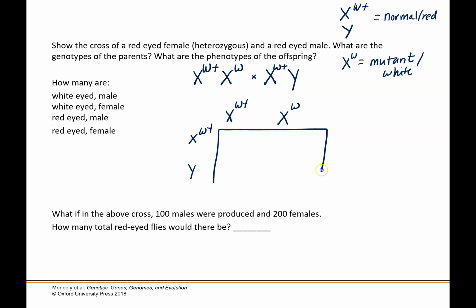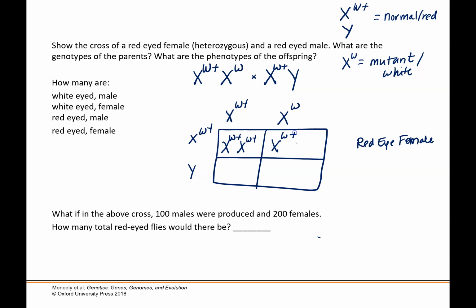So we'll just do a Punnett square as usual. So this first box here, that's going to produce a red-eyed female. So we've got red-eyed female. On the right, we've got another red-eyed female. And then down here, we've got a red-eyed male and a white-eyed male. So, how many are white-eyed males?